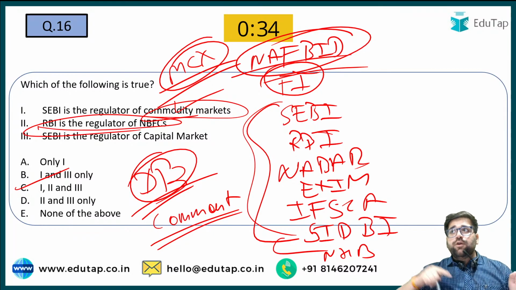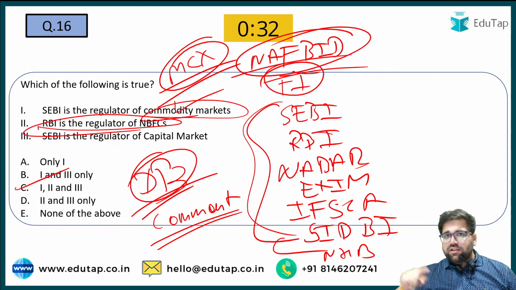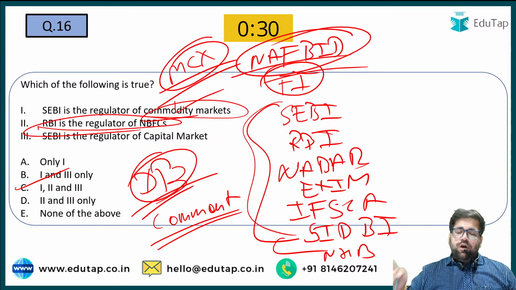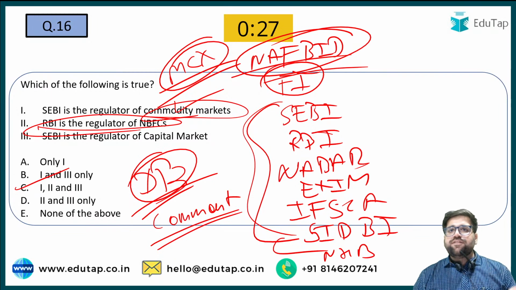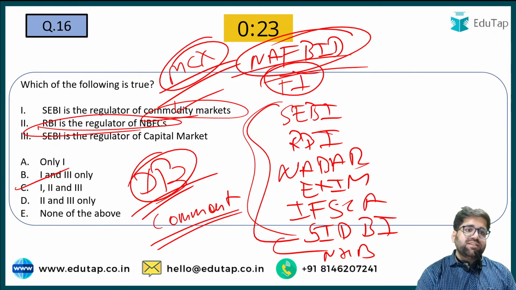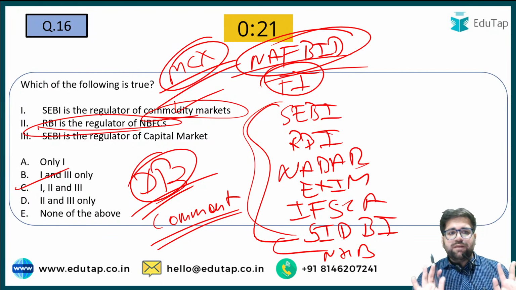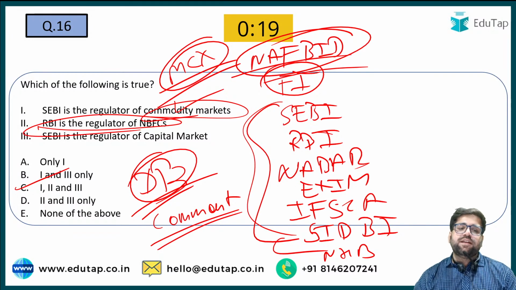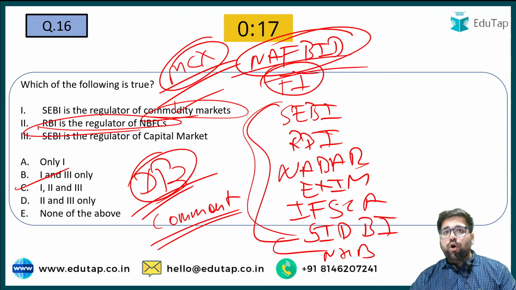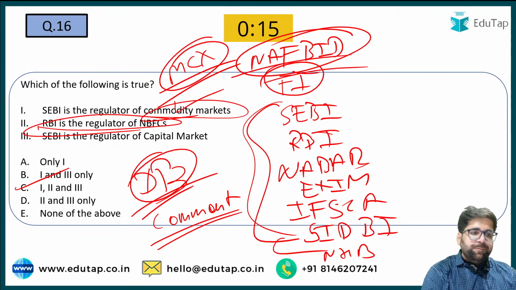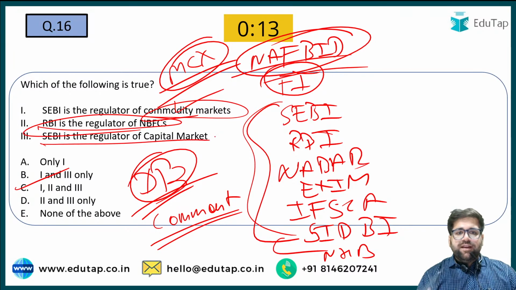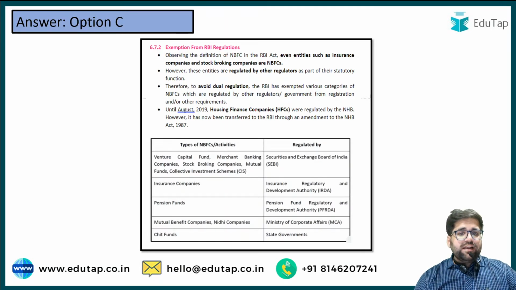But yes, you could have said that RBI does not regulate all the NBFCs. Some part of NBFCs is covered by the Ministry of Corporate Affairs as well. But here the statement is very basic, and it says RBI is the regulator of NBFCs. If I add all, then it will become wrong. SEBI is a regulator of capital market. Yes, we all know that all the capital market regulations are formed by SEBI. So the correct answer will be option C.